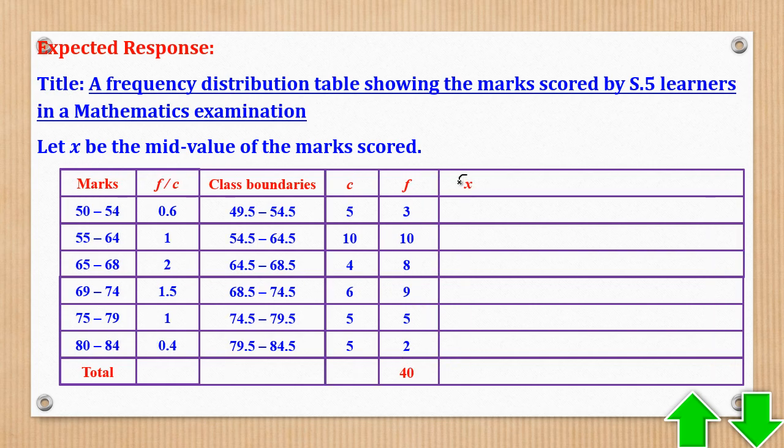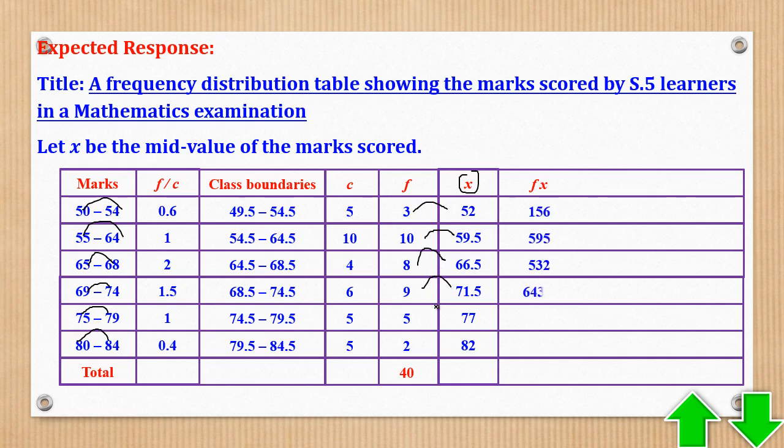So next is to get the mid value, which is x. This plus this divided by 2, for each of the six classes. Then you can now get fx. This times this, for each of the six rows, out of which you shall get the total, which is summation of fx.